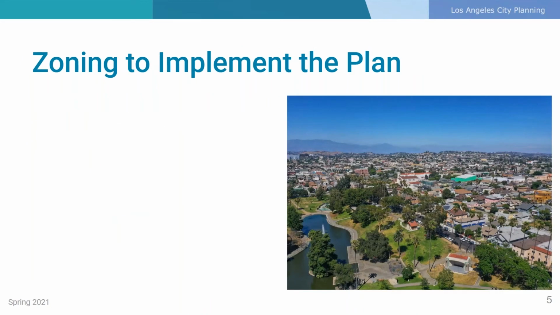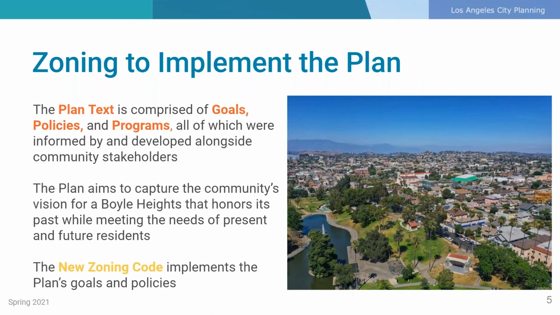While the plan text contains goals, policies, and programs that capture the community's vision for the neighborhood, the land use and zoning changes applied through the community planning process are the primary tools to implement that vision. In this section of the video series, we will focus on how zoning works and what it regulates.